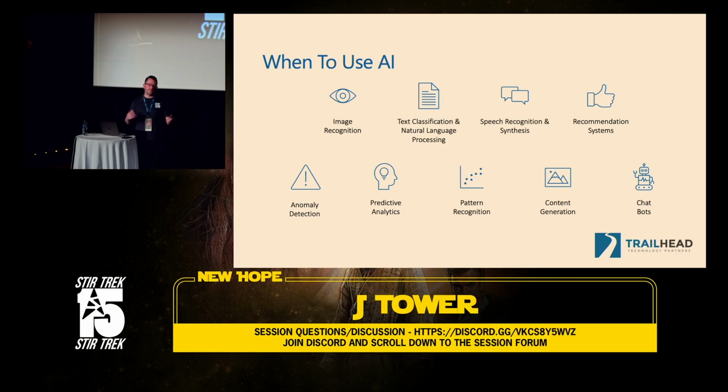If you're looking to classify text, like is this document this type or this type of document? Is this text a question or is it more of an answer? All of those types of classification are things that AI would be really good at. Speech recognition, so when someone's talking, to understand what they're saying, and to be able to also generate that speech from text. Recommendation systems, anomaly detection is another really common one.